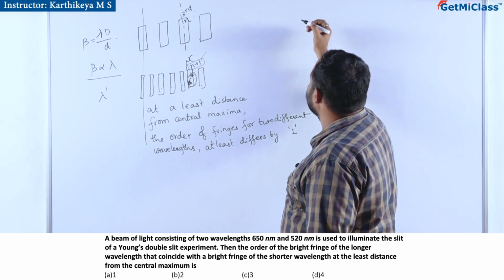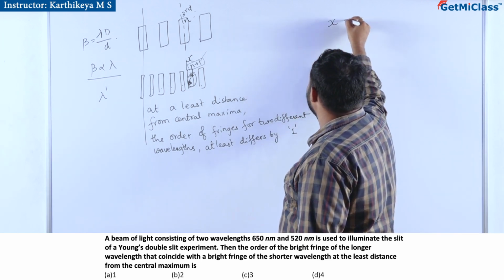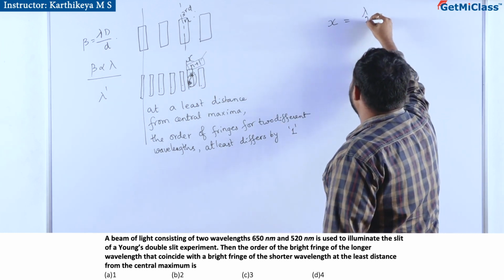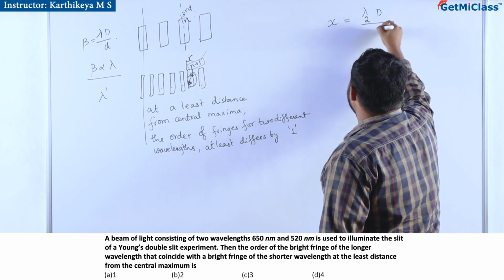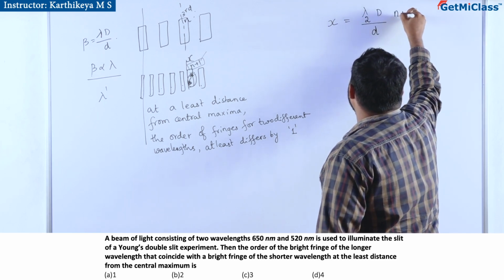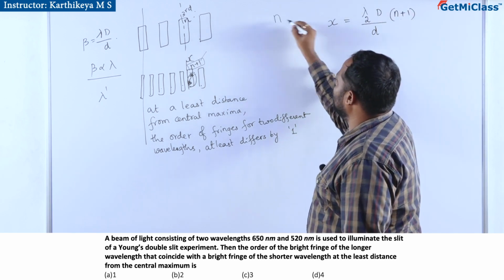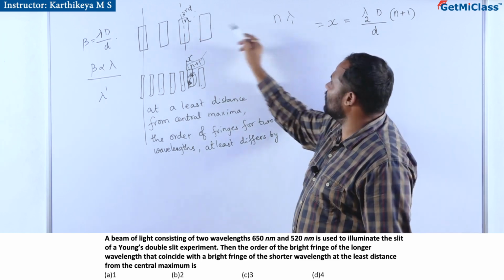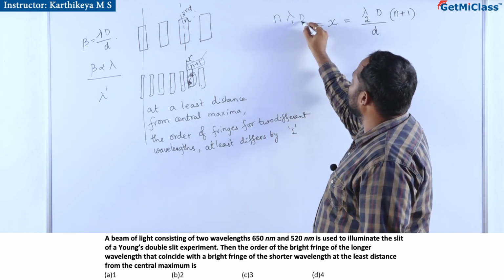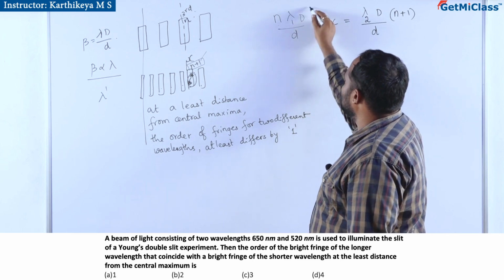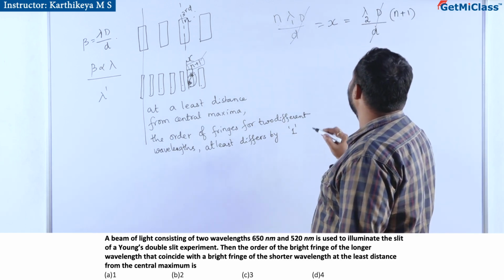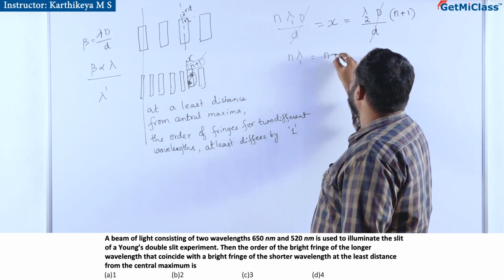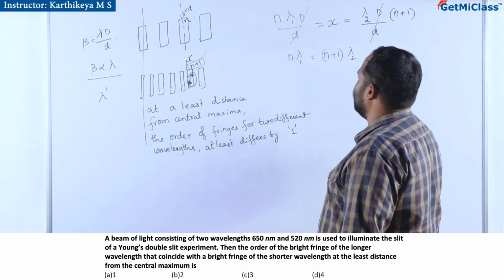So for a least distance from central maxima at a position x, for the second wavelength lambda 2 D by d, the order of the fringe must be at least n plus 1. Then for a larger wavelength, the order of the fringe obtained there is n. So that is n lambda 1 D by d. So D by d cancels off. Now n lambda 1 should be equal to n plus 1 lambda 2.